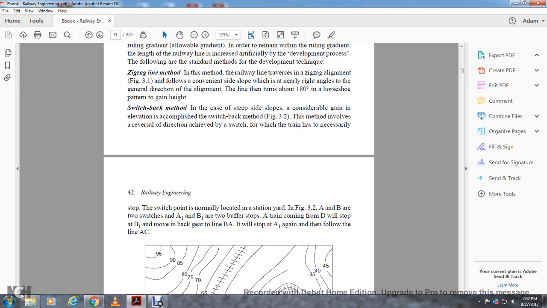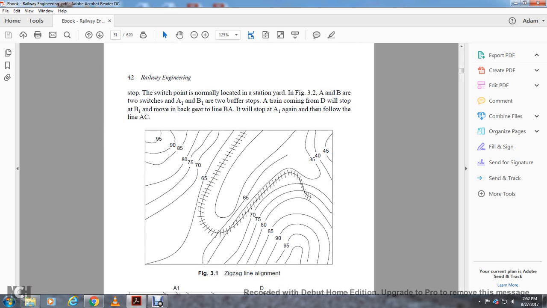In Figure 3.2, A and B are two switches, and A1 and B1 are the two buffer stops. A train coming from D will stop at B1 and move back in reverse gear to line BA and will stop at A, and again follow the line AC. This is your zigzag alignment.